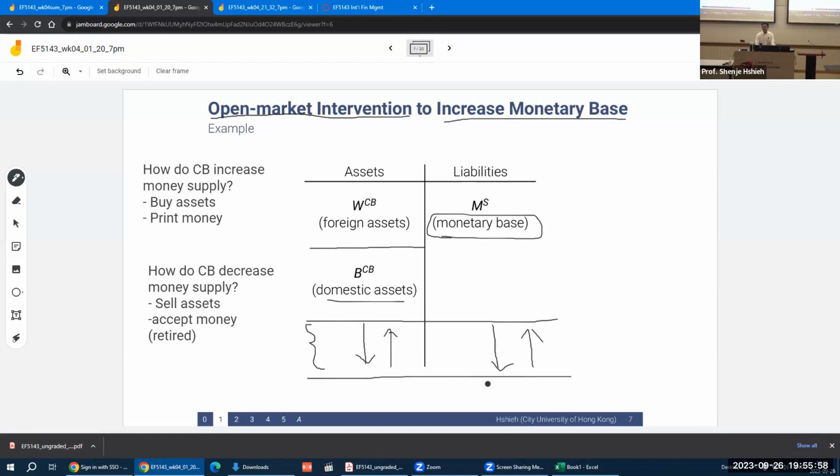All right, comments, questions on how balance sheet changes.